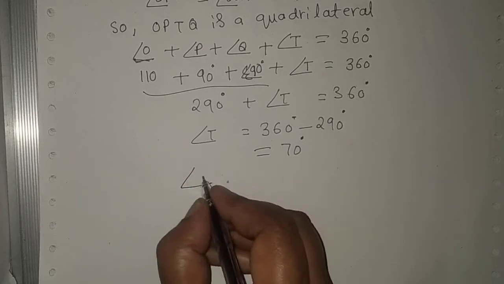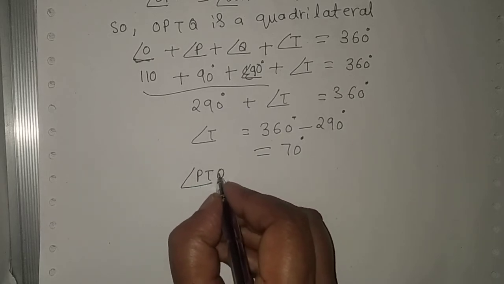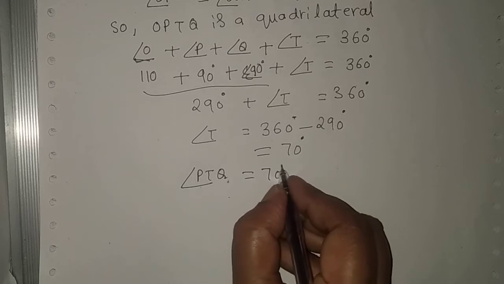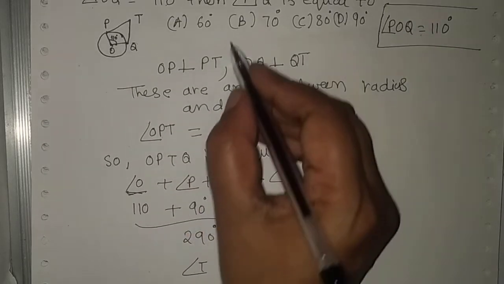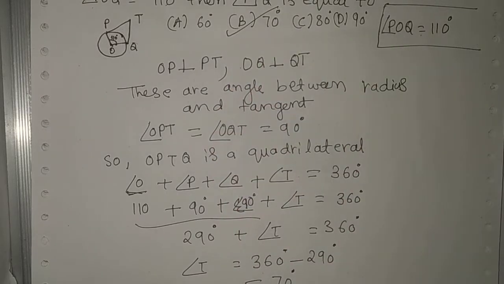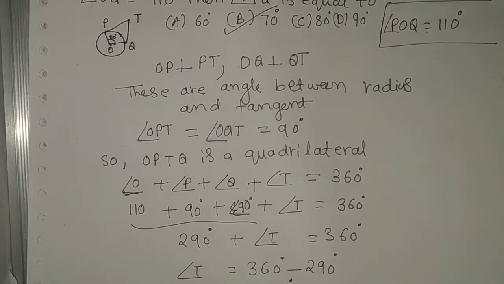Finally, angle PTQ is equal to 70 degrees. So which is the option? That is option B, the correct answer. So this is the way to solve the second problem. We move on to the third one.